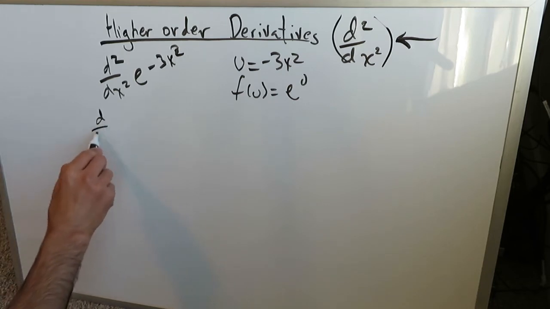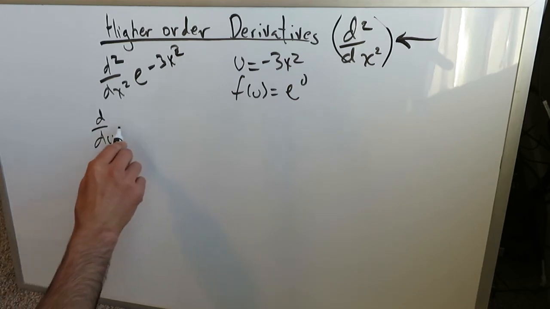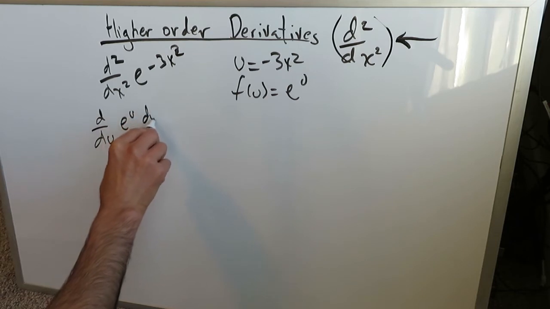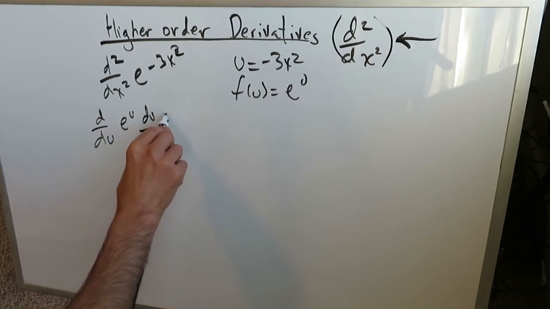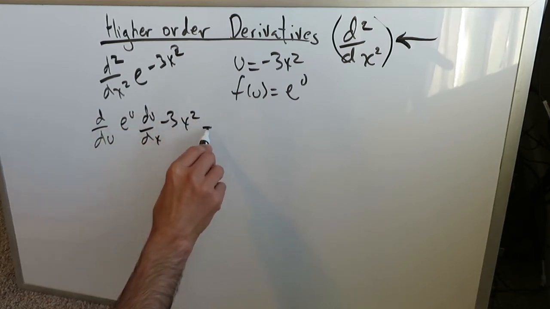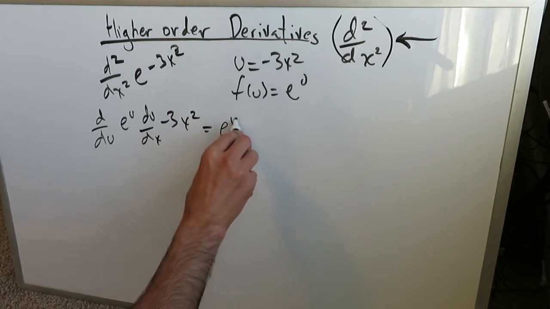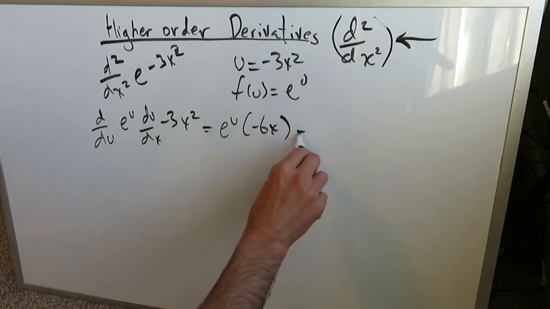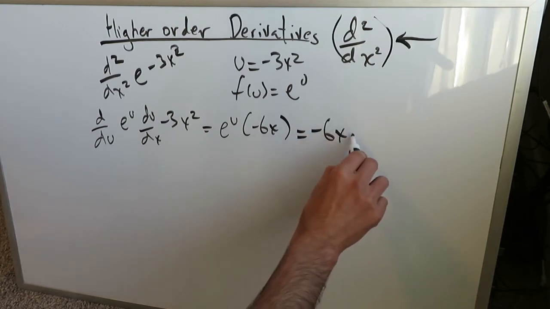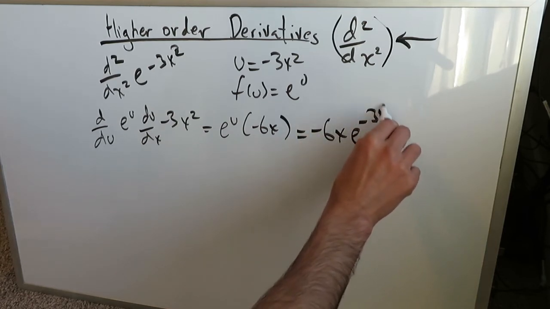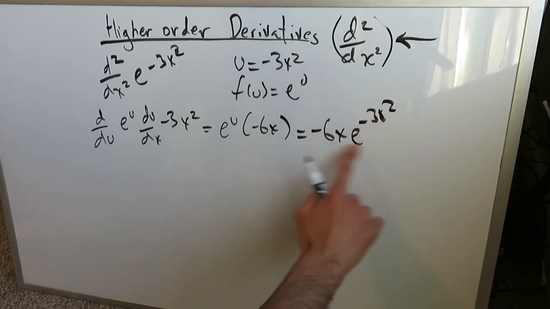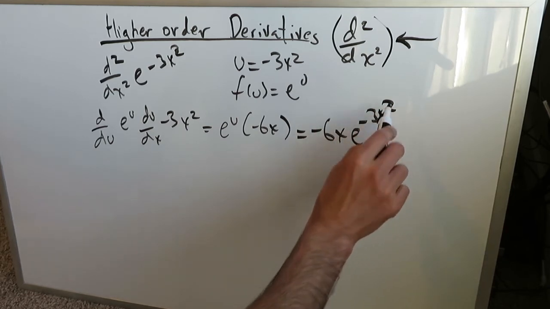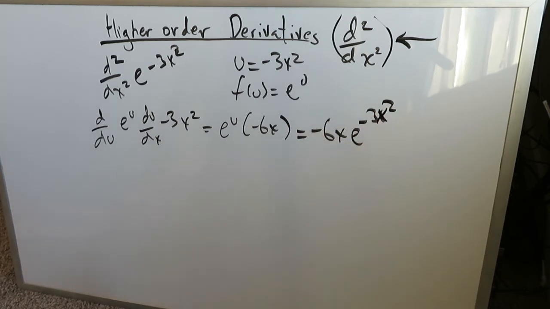Now you do the first order derivative, d with respect to u is e to the u, and then du with respect to x, you can write minus 3x squared, and then you do the regular derivative over here. E to the u is e to the u, minus 3x squared derivative is a minus 6x. You bring everything together, minus 6x e to the minus 3x squared, where you resubstitute it, and here's your first order derivative over here. Minus 6x times e to the minus 3x squared.